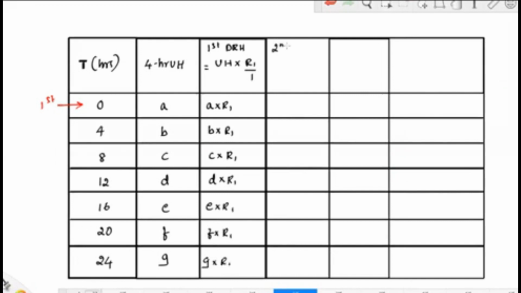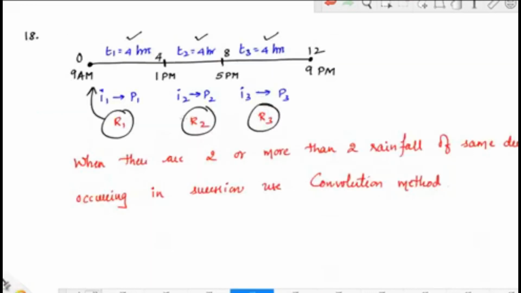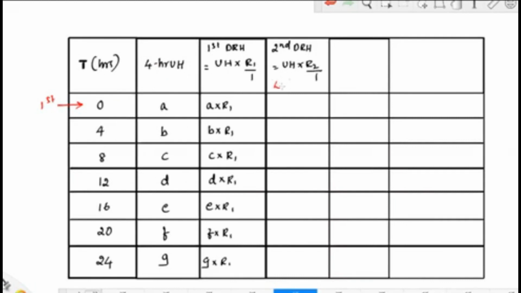Similarly, the second DRH will be the unit hydrograph into R2 by 1. Now the second DRH is due to R2. R2 is starting from which point? R2 is starting from 4, so R2 lags by 4 hours. You have to provide a lag of 4 hours. So here you are supposed to start the second one, and you will not get any value here. So now you have to start writing.